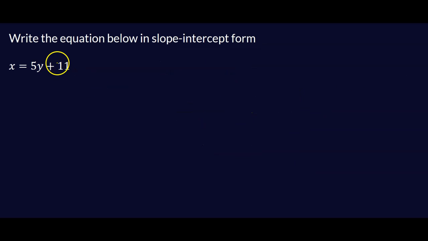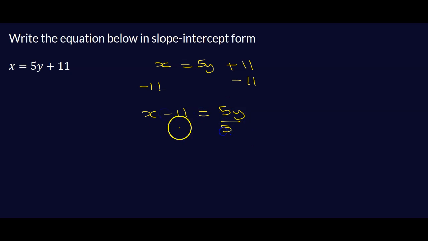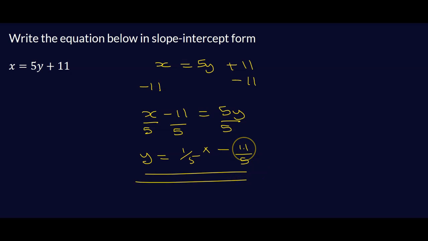Let's do another example. Write the equation below in slope-intercept form. So x equal to 5y plus 11. We want to isolate y, so we subtract 11 from both sides. So x minus 11 equal to 5y. And now we divide every single term by 5. So y is going to be 1 over 5x minus 11 over 5. So that is that equation in slope-intercept form.